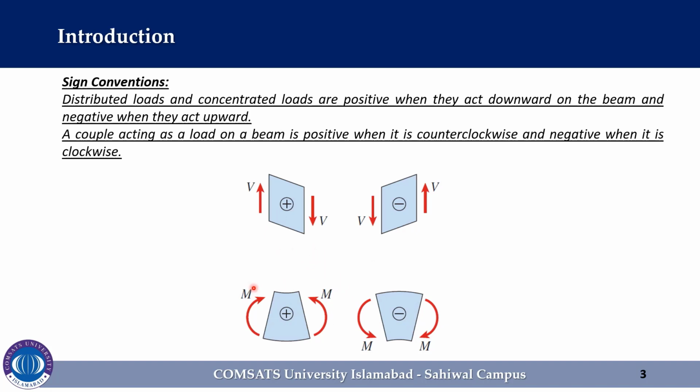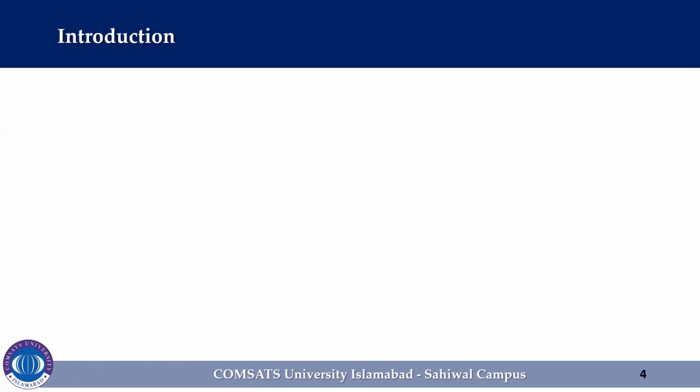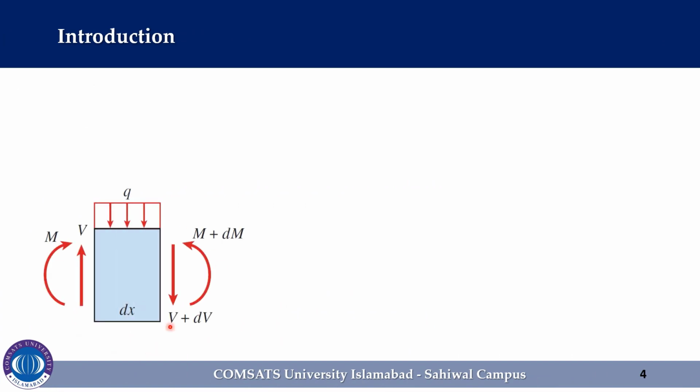In general, the shear forces and bending moments vary along the axis of the beam. Therefore, their values on the right-hand face of the element may be different from their values on the left-hand face. However, in the case of a distributed load as shown in the figure here, the increments in shear force and bending moment are very small, and we can symbolize them by dV and dM respectively. The corresponding stress resultants on the right-hand face are now V plus dV and the bending moment M plus dM.